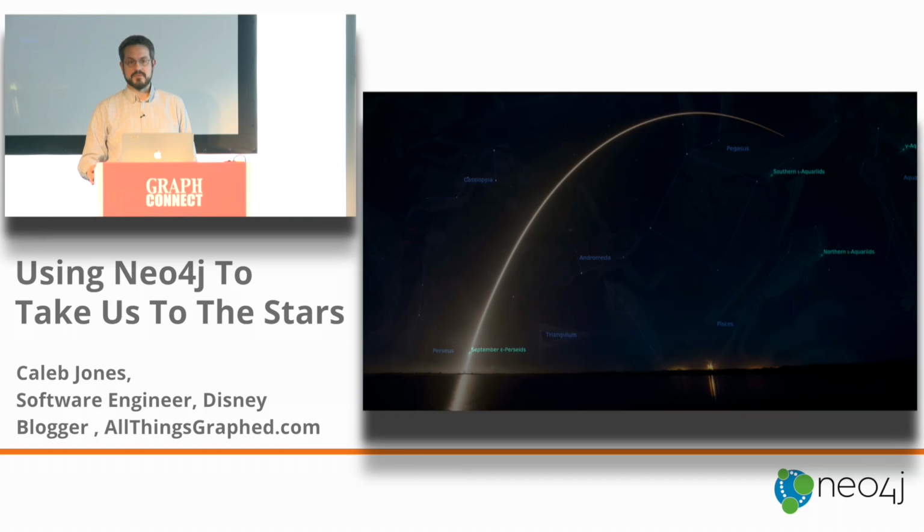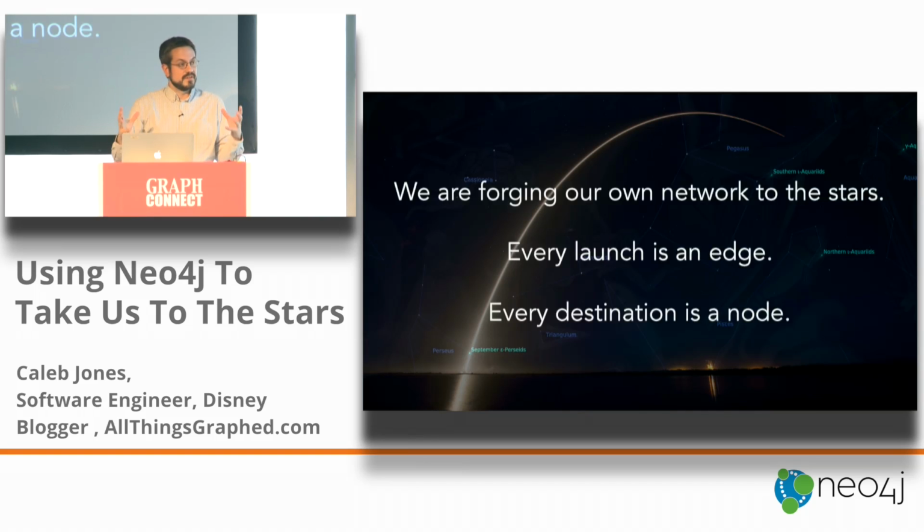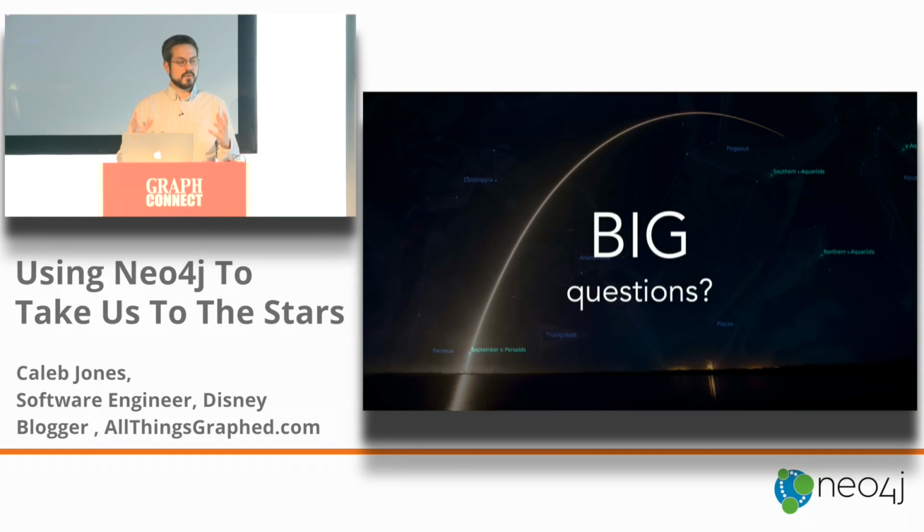This is a time-lapse image of a SpaceX launch, right? We're starting to build edges out to things beyond here, right? So we're forging these networks, right? Every launch is an edge, every destination is a node. So that's interesting. What are some big questions that we could ask here?